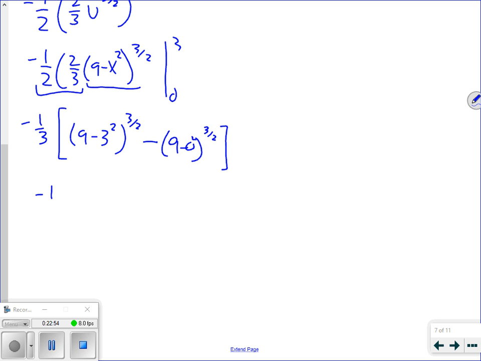All right, so we get negative 1/3. 9 minus 9 is just 0. And then minus 9 to the 3/2 is actually 27. So my final answer is negative 27 times negative 1/3, which is positive 9. Okay. That's called x bounds.